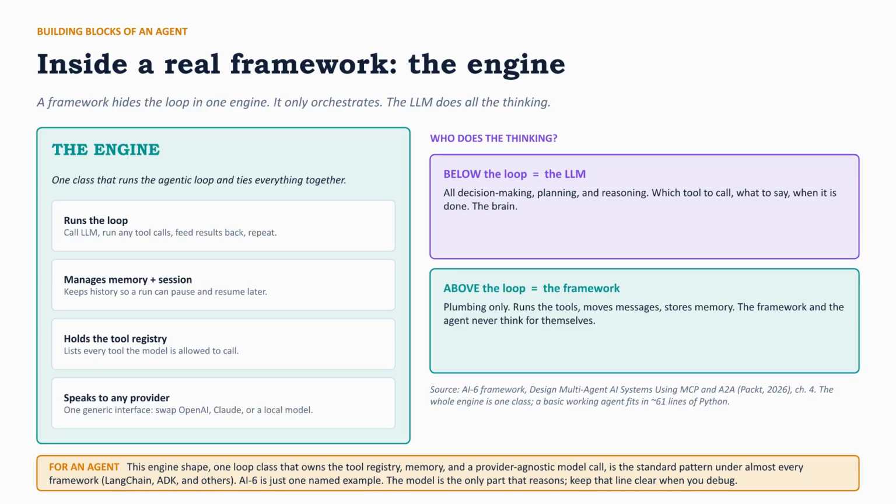Inside a real framework, the engine. A framework hides the loop inside one engine that runs the loop, manages memory and session, holds the tool registry, and speaks to any provider through one generic interface. The mental model is a line through the loop.